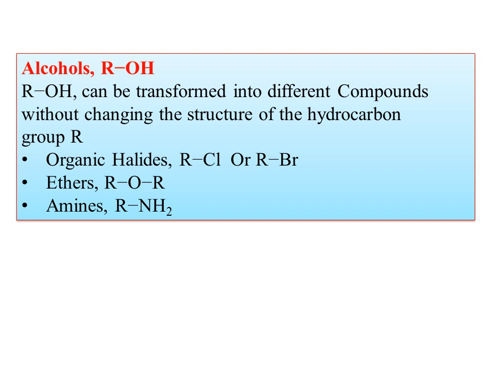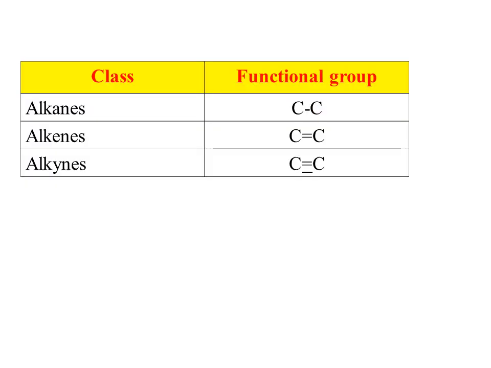Similarly, if I want to convert into an ether without disturbing R, I can. Without disturbing R, I can also convert them into amines. Amines means RNH2. So this is the way I am doing the transformations from one form to another form without disturbing the rest of the molecule, taking into consideration only the functional group. Such groups we are going to call functional groups.